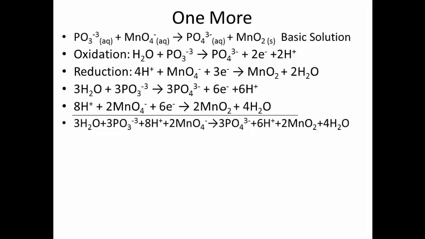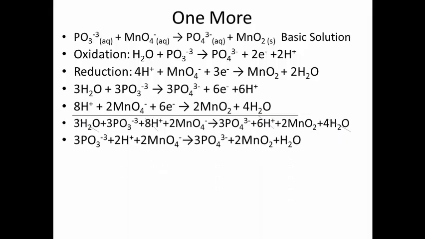But now we see that we have hydrogen ions and waters on both sides, so we have to cancel the 3 waters on that side and the 8 hydrogen ions on that side with the 6 and 4 on that side. So what we end up with then is this, where we have 2 leftover hydrogen ions on the left and 1 leftover water on the right.